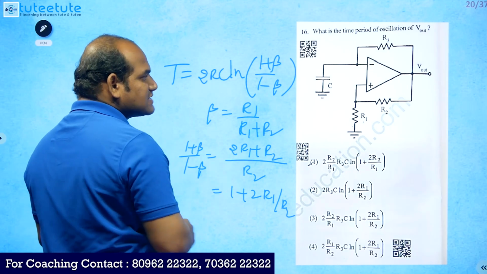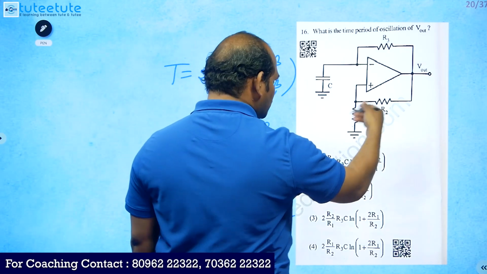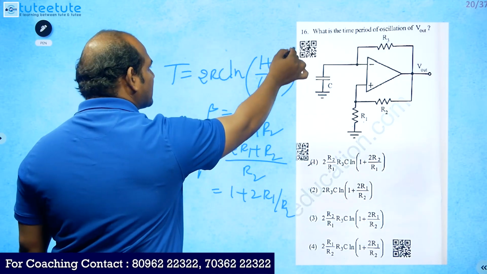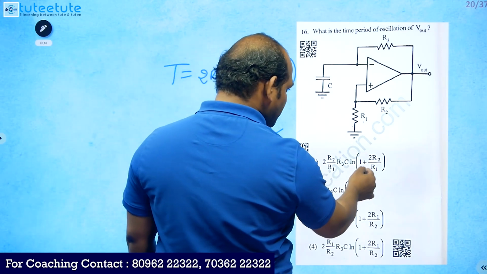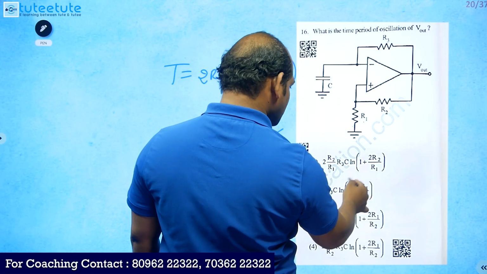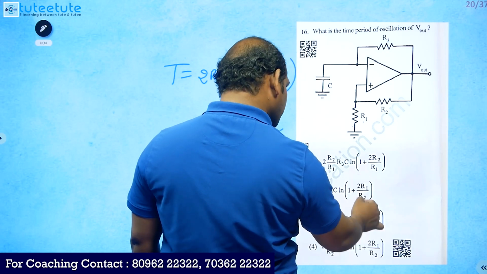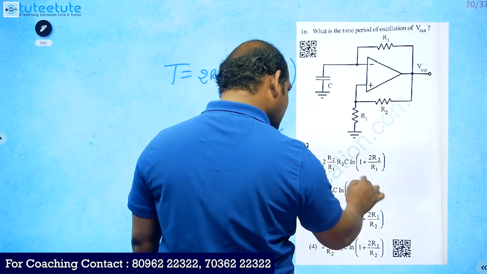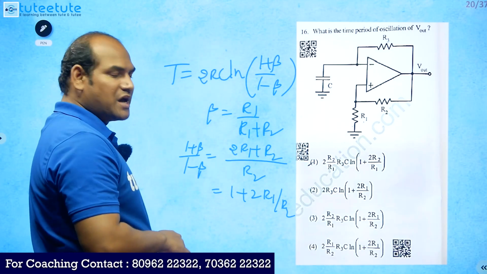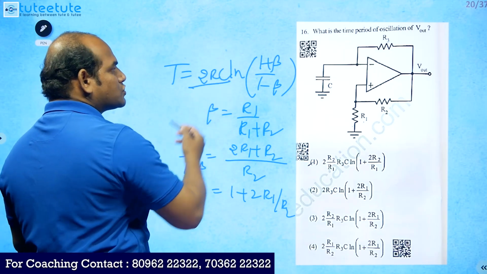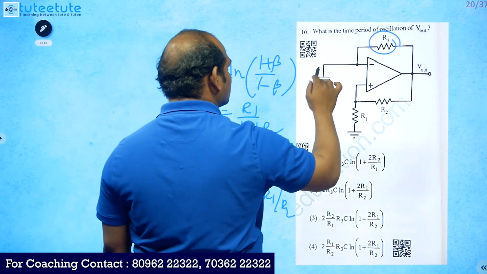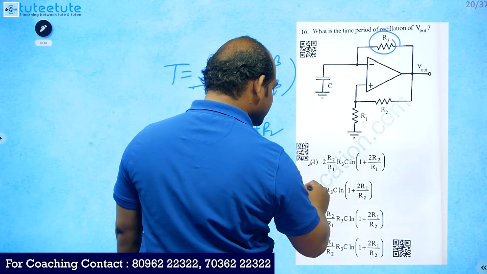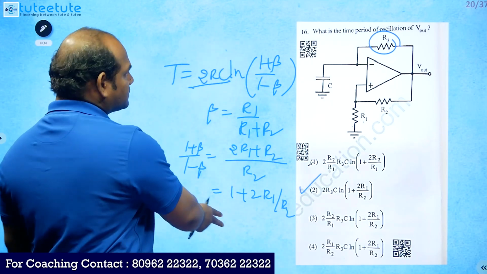In this case they have given only R1 and R2. So this part is ln of 1 plus 2R1 by R2. So option B, in which 2, 3, 4 is the same thing. The rest of the part also we have to calculate. Here 2RC is there, so this R is nothing but this feedback resistor, and the capacitor is this one only. So 2R3C. 2R3C means option 2 is the correct option.